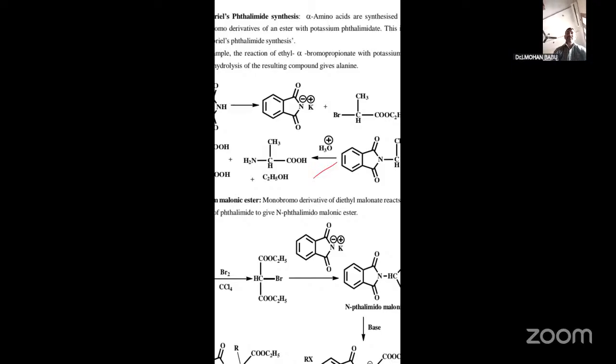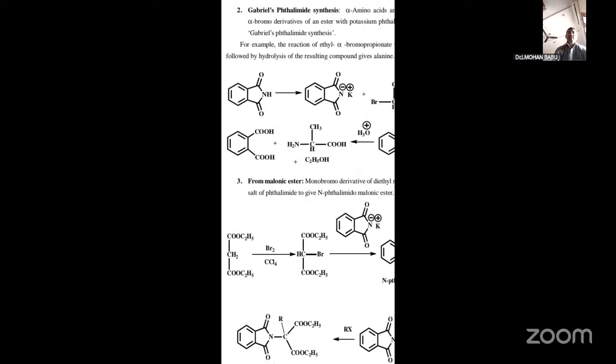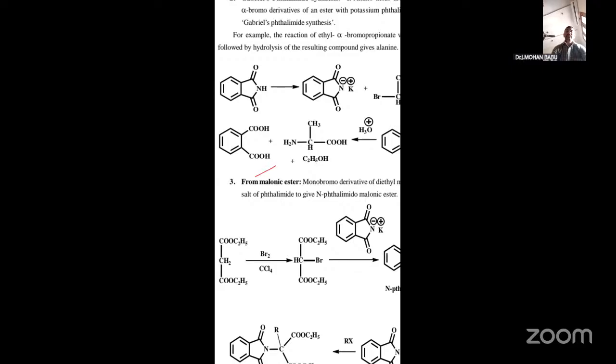Then upon hydrolysis, this compound undergoes cleavage of the amide bond. The amide here means the phthalimide amide bond, which cleaves upon hydrolysis and gives phthalic acid, and the alpha amino acid is obtained. This is your amino acid, and a small amount of ethyl alcohol is also obtained.